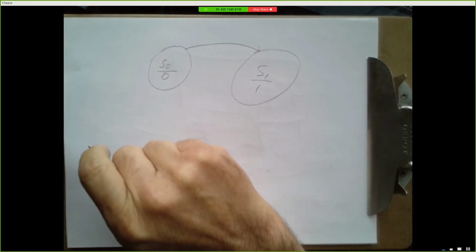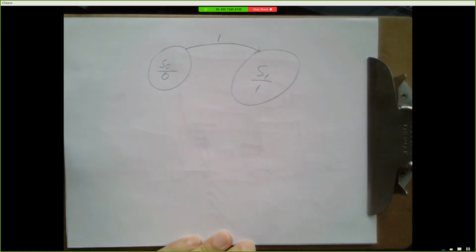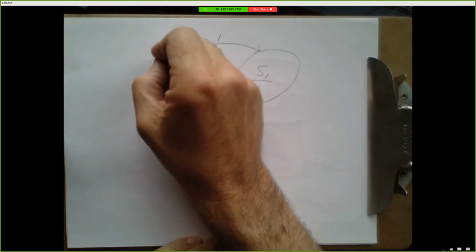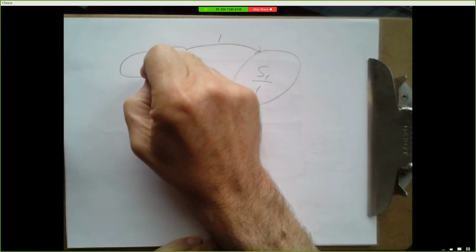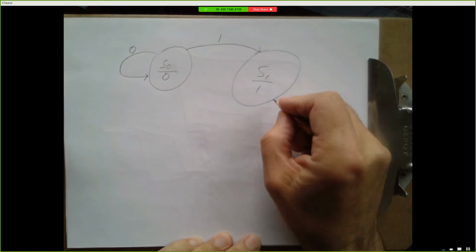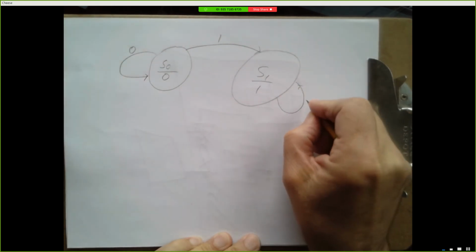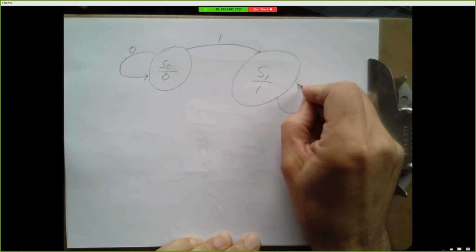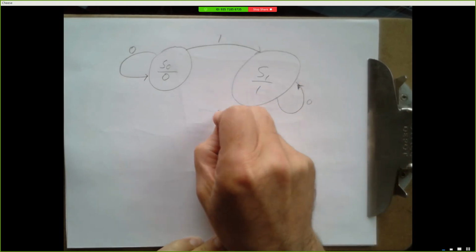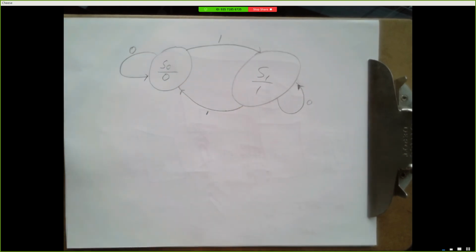If we're in state 0 and we input a 1, we should move to state 1. If we're in state 0 and we input a 0, we should stay in state 0. If we're in state 1 and we input a 0, we should stay in state 1. And if we're in state 1 and we input a 1, let's go back to state 0.